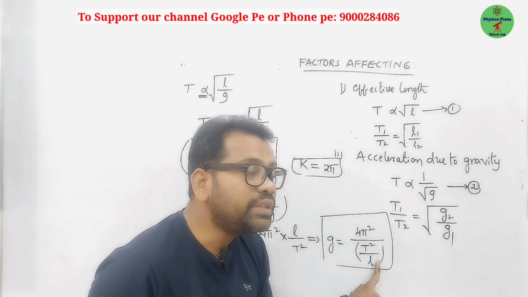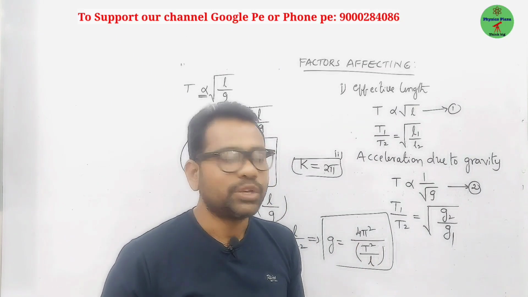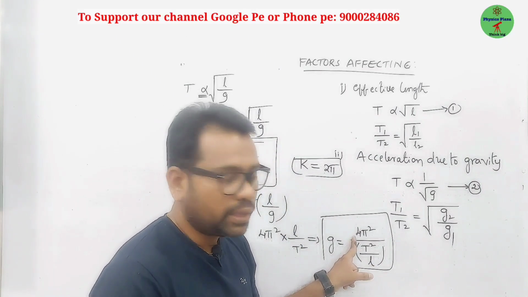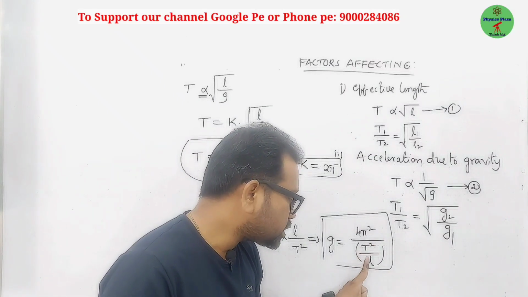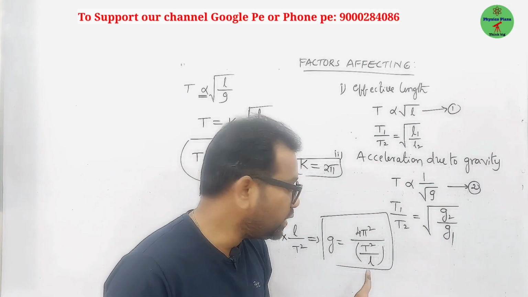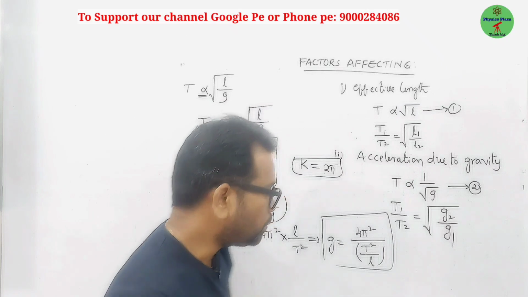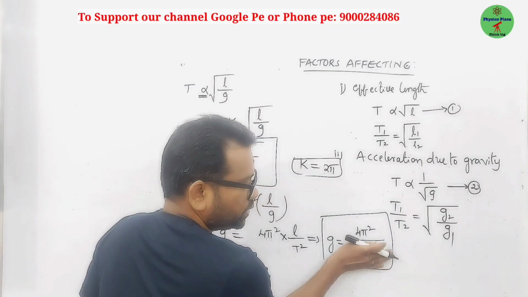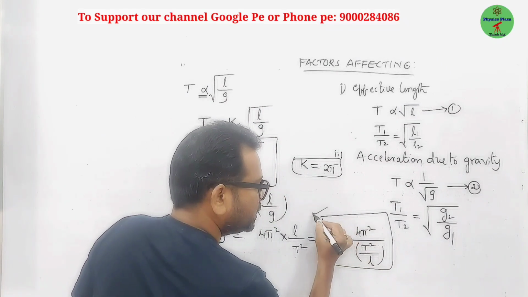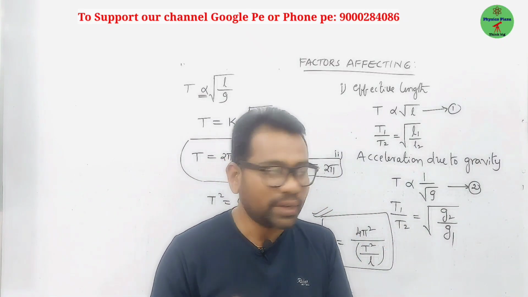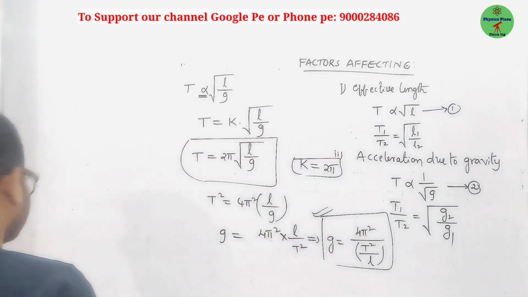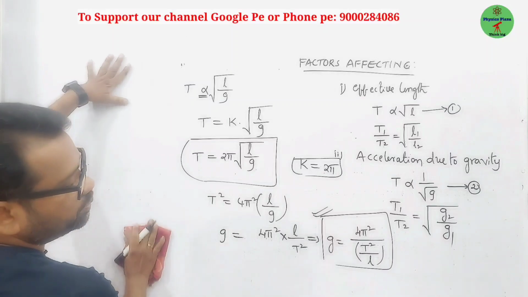It is nothing but the slope of the LT square graph. Children, four values, four only. Pi is 22/7. And this T square by L, the slope of the LT square graph, we can calculate from that graph, right? So by substituting this slope value and pi value, we calculate the g value. That is actually our idea. Okay, now fine. So these are the factors affecting. Hope it is copied.